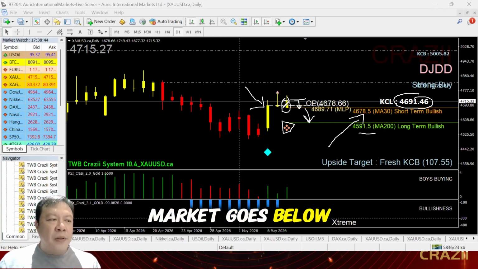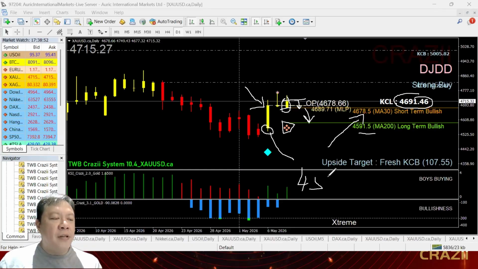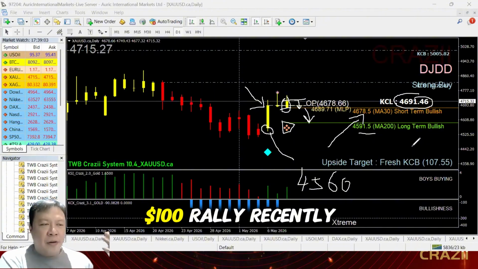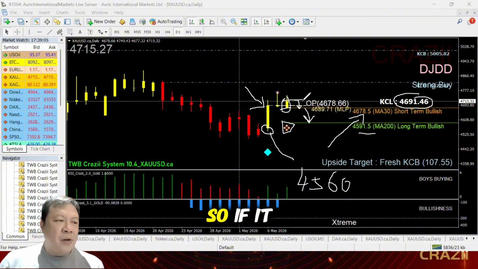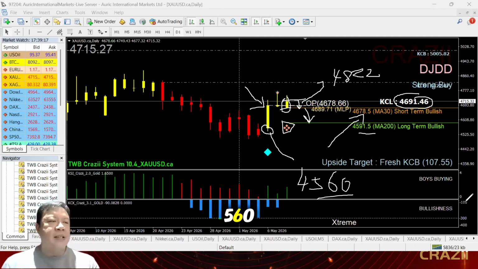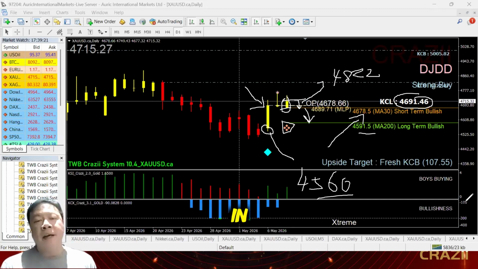And if the market goes below a KCB, by right, it will go for the next KCB, and the next KCB can be as low as 4560. Oh gosh, this is a $150, $160 downside. So we have had a $100 rally recently. If it goes up, guys, we can see 4822. And if we go down, we can see 4560. So that is why I say that this is going to be a very big week coming in for everyone.